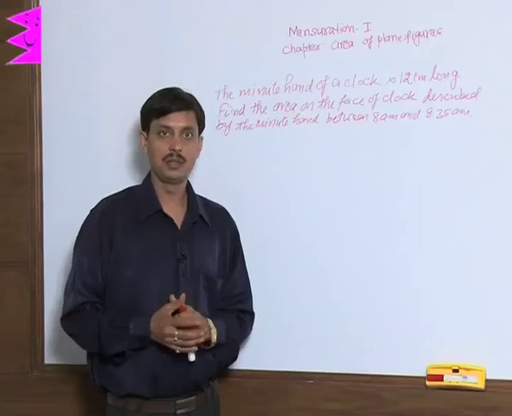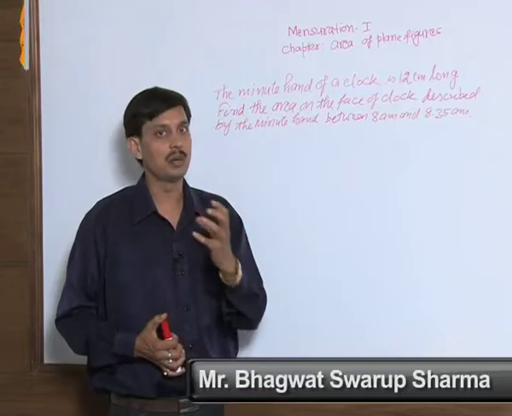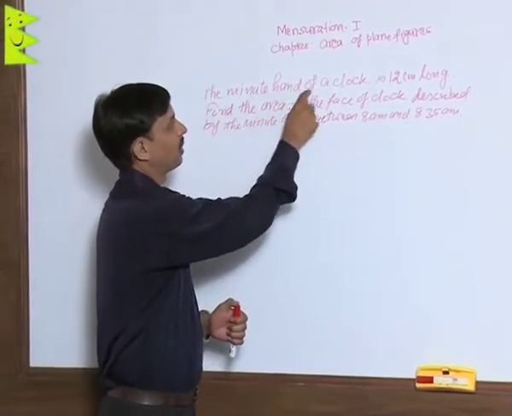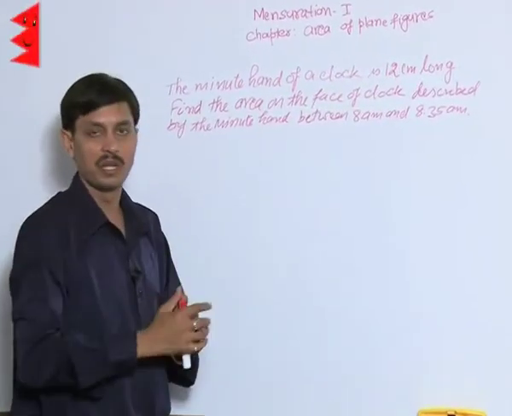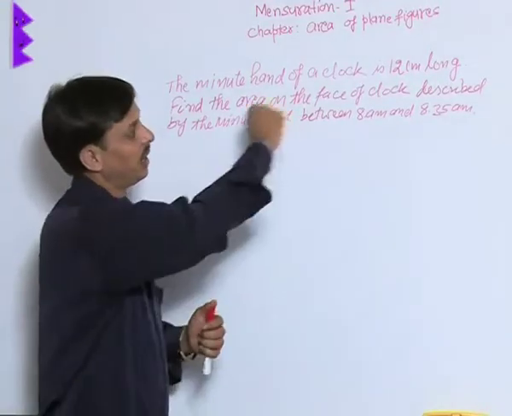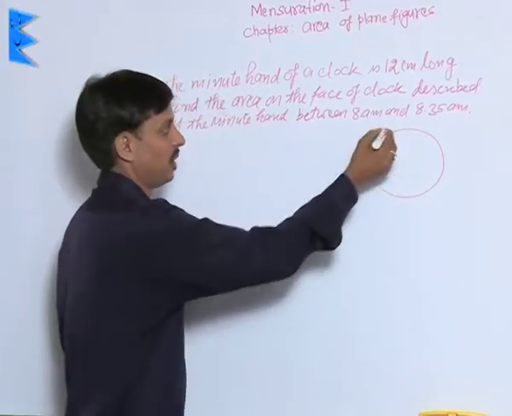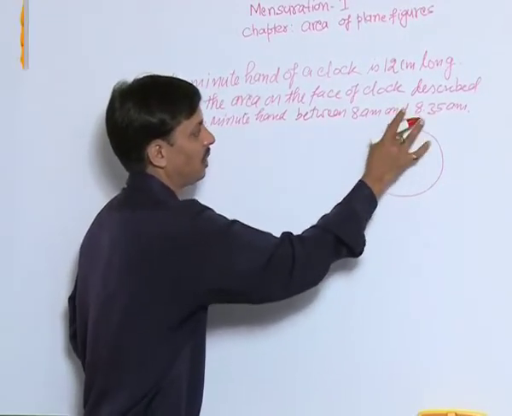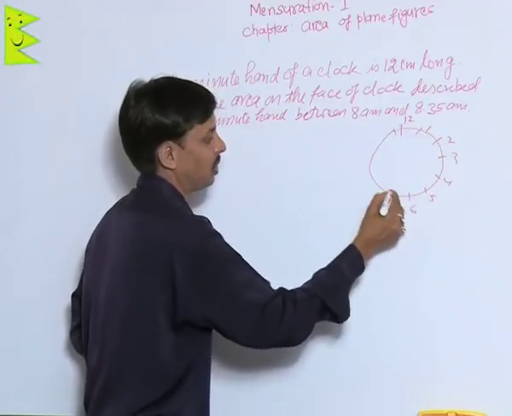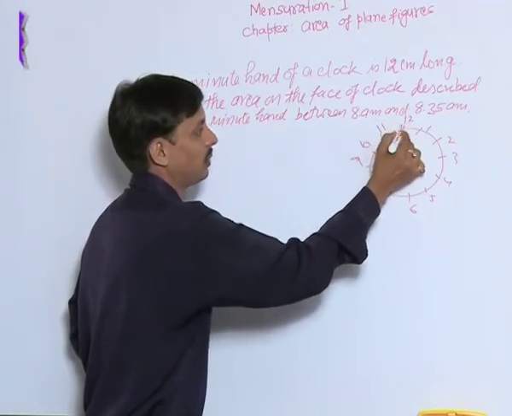Now another example where we will make use of a different concept for finding the area of a sector. I am taking an example related to a clock. The minute hand of a clock is 12 centimeter long. A clock has 3 hands, minute hand, second hand and hour hand. And the entire face of the clock is divided into 12 parts. This is 12, suppose on the top we keep 12. This is 1, this is 2, this is 3, say 4, 5 and here 6. Then 7, 8 and 9, this is 10, 11 and we have come back to 12.